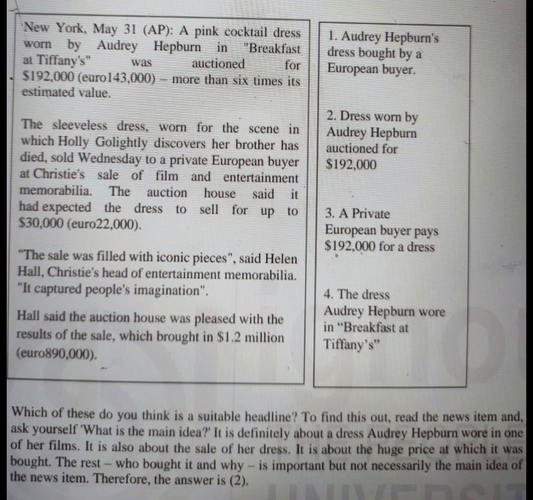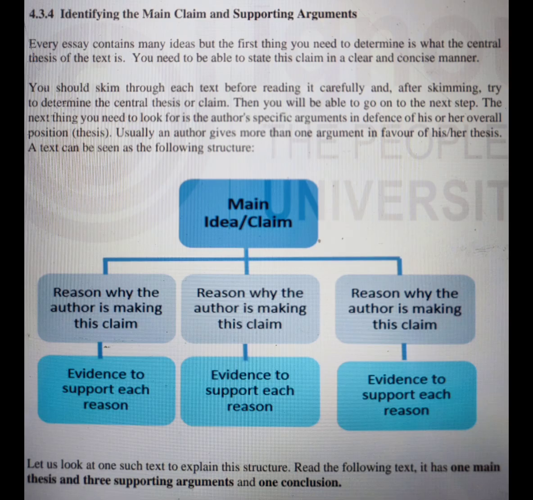To find this out, read the news item and ask yourself, what is the main idea? It is definitely about a dress Audrey Hepburn wore in one of her films. It is also about the sale of her dress. It is about the huge price at which it was bought. The rest, who bought it and why, is important but not necessarily the main idea of the news item. Therefore, the answer is 2.